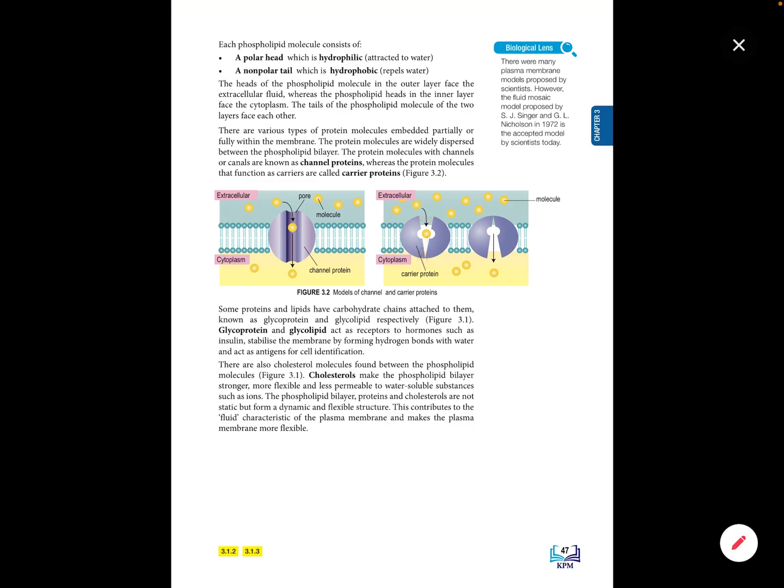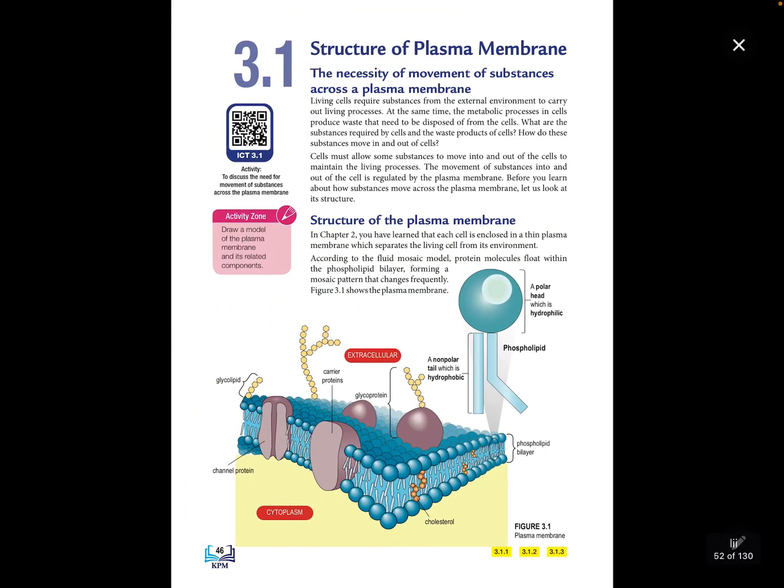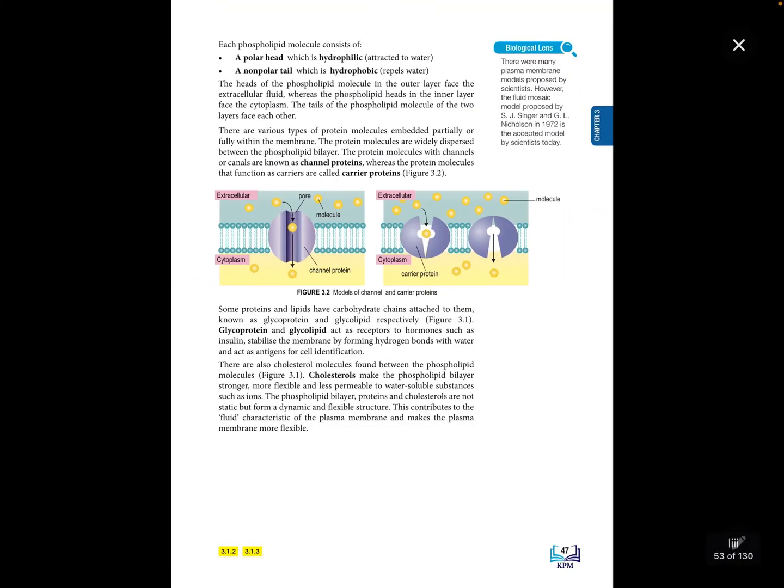So some of these proteins and lipids have carbohydrate chains attached to them. So you know glycoprotein and glycolipids. The way you differentiate is, let me just see if it mentions it here. Glycolipids are attached directly to the phospholipid bilayer. Glycoproteins are attached to the proteins. It can either be a carrier or a channel, or it can just be a simple protein molecule. As long as it attaches to a protein, it is called glycoprotein.